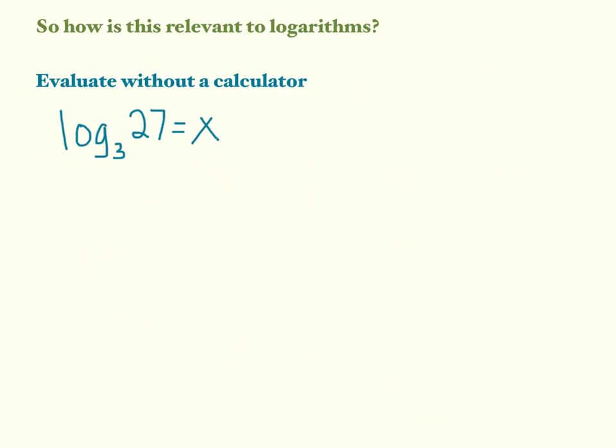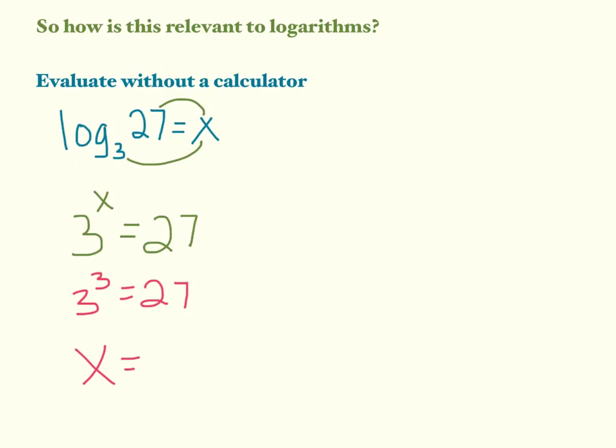Evaluate without a calculator. Log base 3 of 27 equals x. Now, you're going to have a calculator on the test, so you can check your answer with the calculator, but you have to show me your work on paper. So I have to see you write 3 raised to the x power equals 27. Remember the Ben and Benny thing. 3 to the x power equals 27. So then you say, well, if you didn't have a calculator, you would automatically think, okay, 3 to the third power is 27, so therefore x has to equal 3. Log base 3 of 27 equals 3.